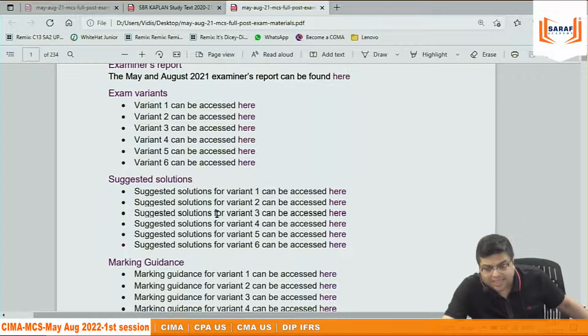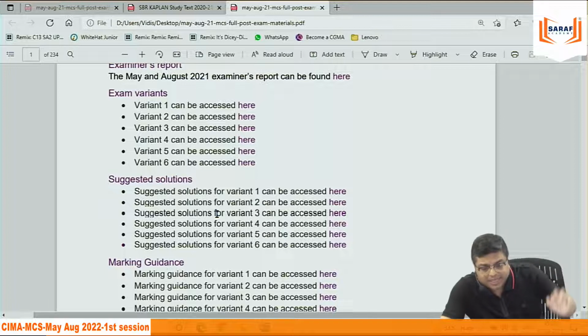But they have already said that all the variants are not of the same standard, and for different variants, different weightages are there. So much thought process is given by the CIMA Institute to think about the student benefit and all that. When you are given the exam result, then you will be told how your performance is in core area A, B, C, D, E: good, bad and all that.